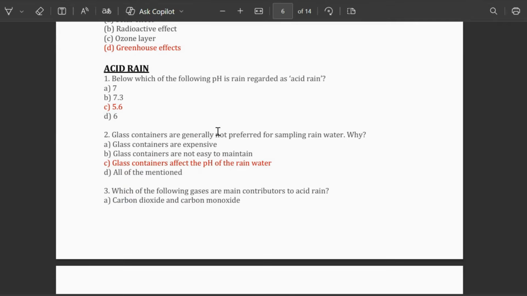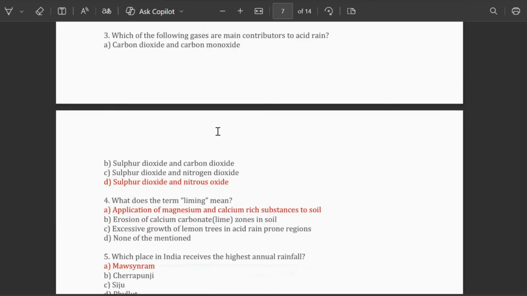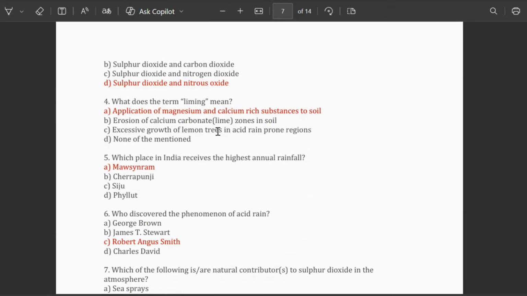Acid rain: the pH below which rain is regarded as acid rain is 5.6. Glass containers are generally not preferred for sampling rainwater because glass containers affect the pH of the rainwater. Which of the following gases are main contributors of acid rain? Sulfur dioxide and nitrous oxide.